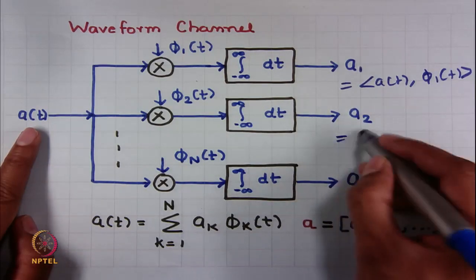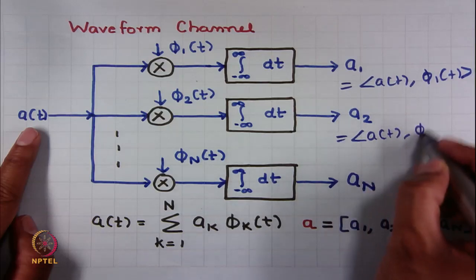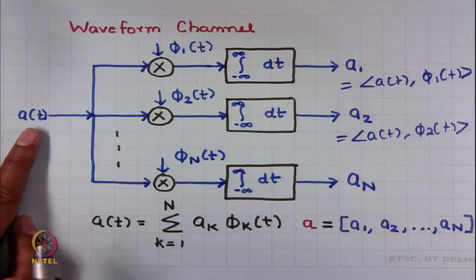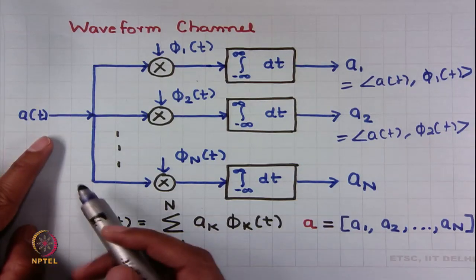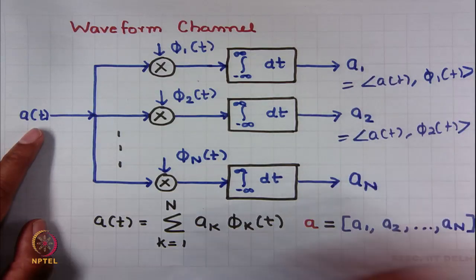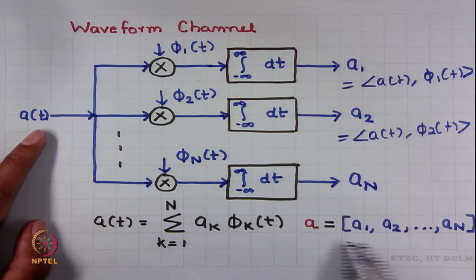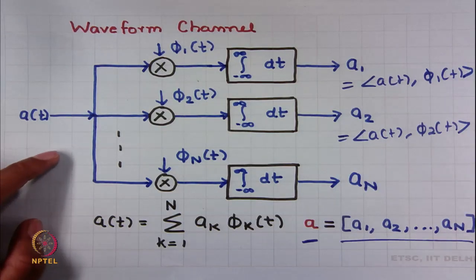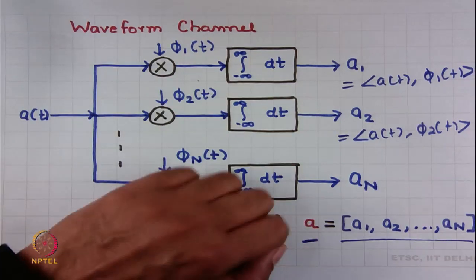A2 is the inner product of a(t) with phi 2(t), and so on and so forth. So basically, corresponding to this a(t), you can get these coefficients A1, A2, up to AN, and the collection of these elements we are calling a vector A. Up to now we have been thinking about what happens to this vector A. We have understood clearly the vector representation, that is A. So vector A is the collection of some coefficients A1, A2, and AN. The Ak's are the coefficients of this vector A.